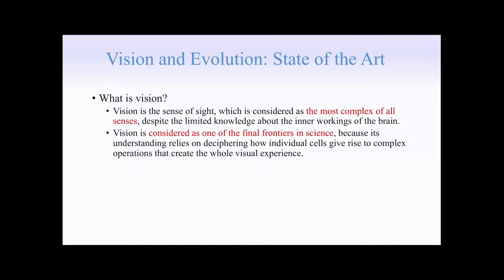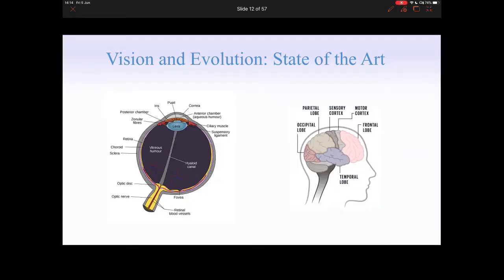But what is vision? Vision is the sense of sight, which is considered as the most complex of all senses, despite the limited knowledge about the inner workings of the brain. Vision is considered as one of the final frontiers in science because its understanding relies on deciphering how individual cells give rise to complex operations that create the whole visual experience. In this tutorial, we'll briefly review some recent work about a new methodology called brain programming, which is a genetic programming-like methodology in combination with neuroscientific theories.